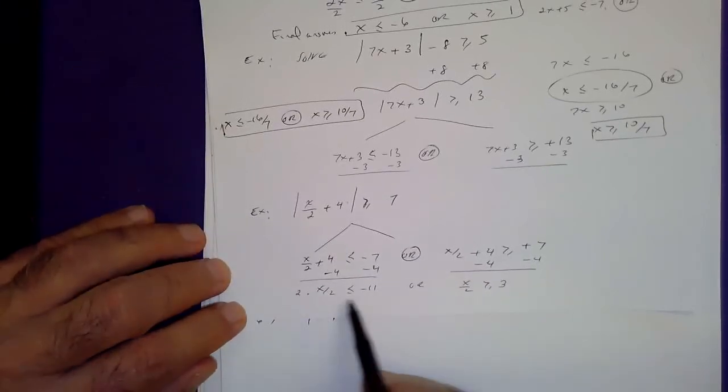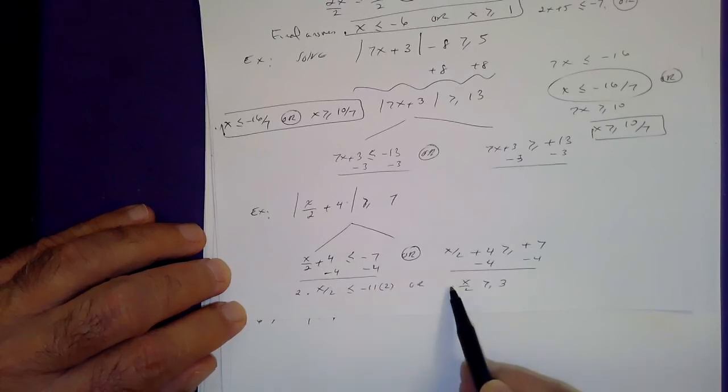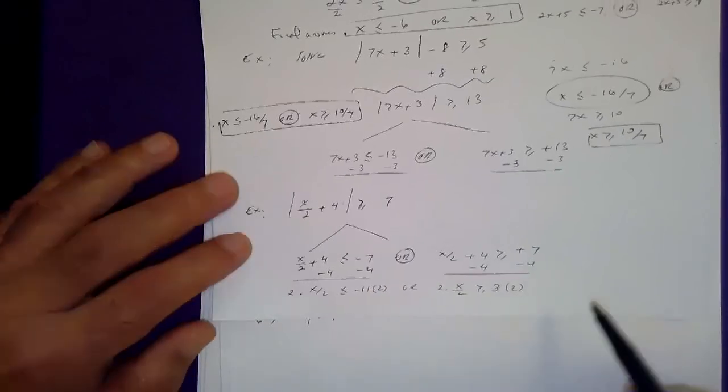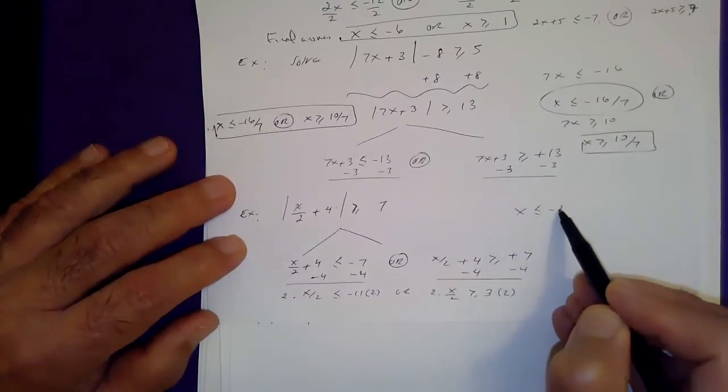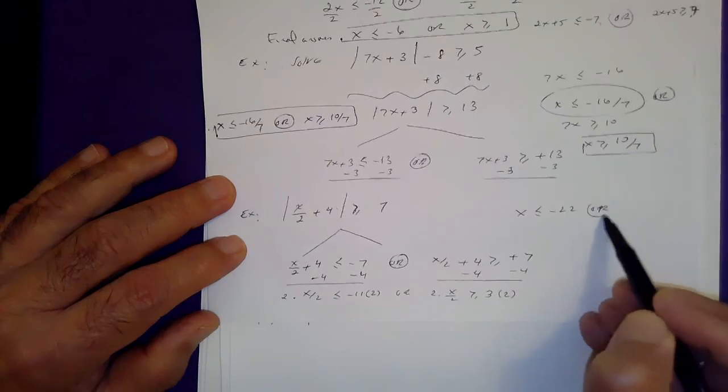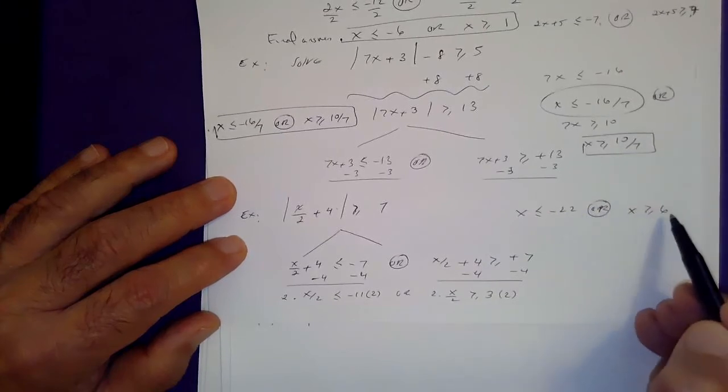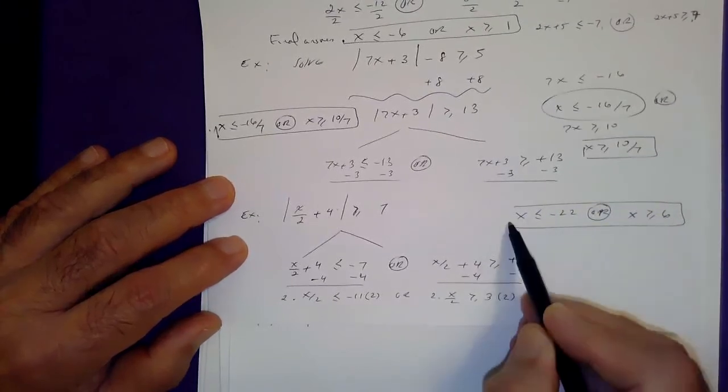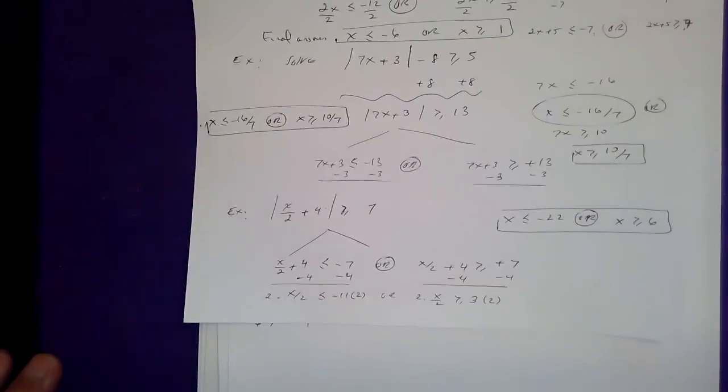Multiply both sides of the inequality by 2. So you end up with x is less than or equal to negative 22. Don't forget the word or. x is greater than or equal to 6. Final answer. So there you have it.